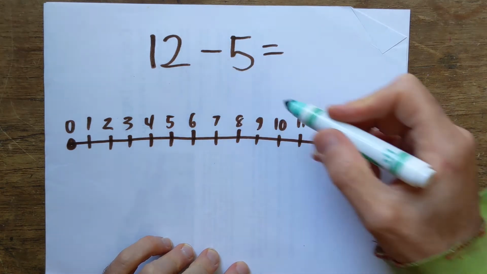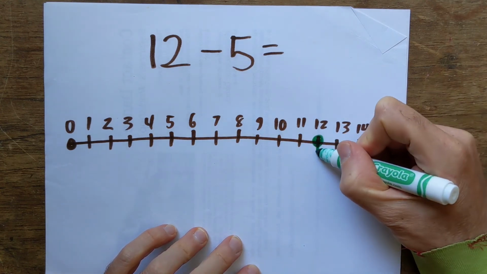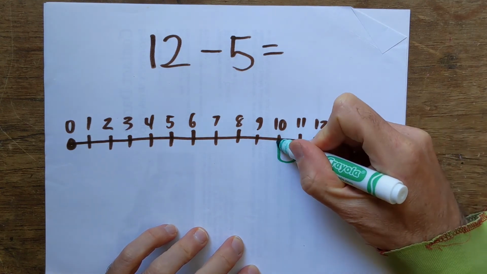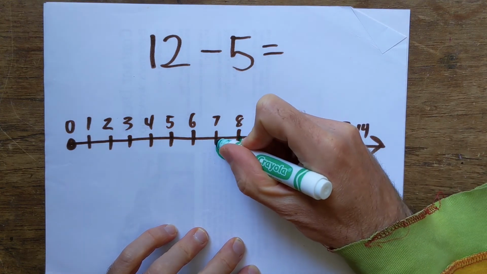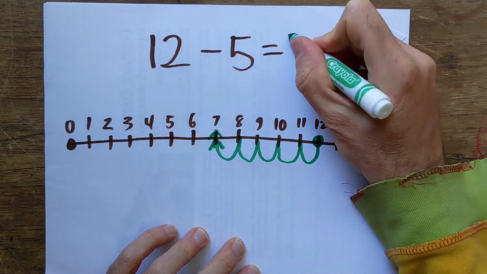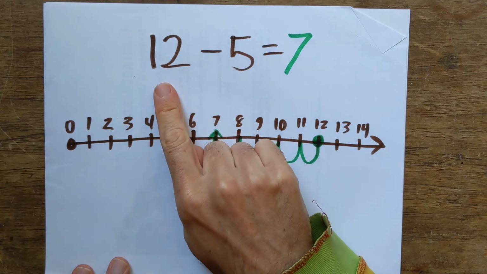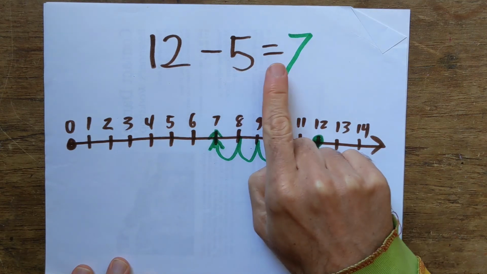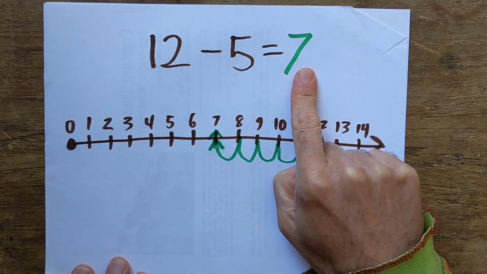So start at 12. There's 12. Then take away 5. 1, 2, 3, 4, 5. There we go. Oh, look at that. The answer again is 7. Another 7. So 15 minus 8 is 7, and also 12 minus 5 equals 7. That's how you read that.